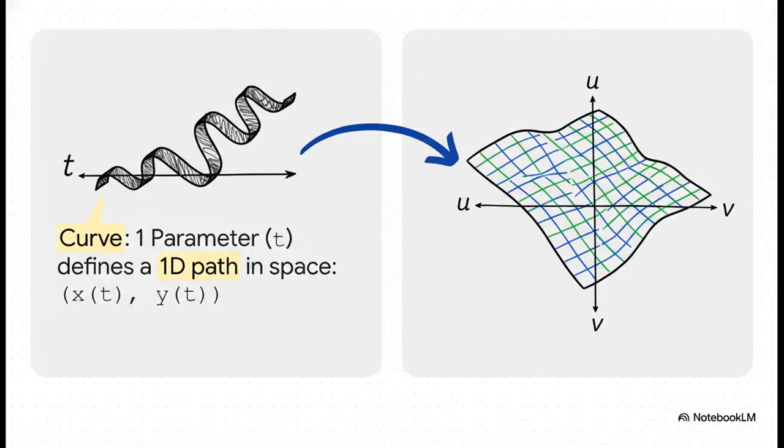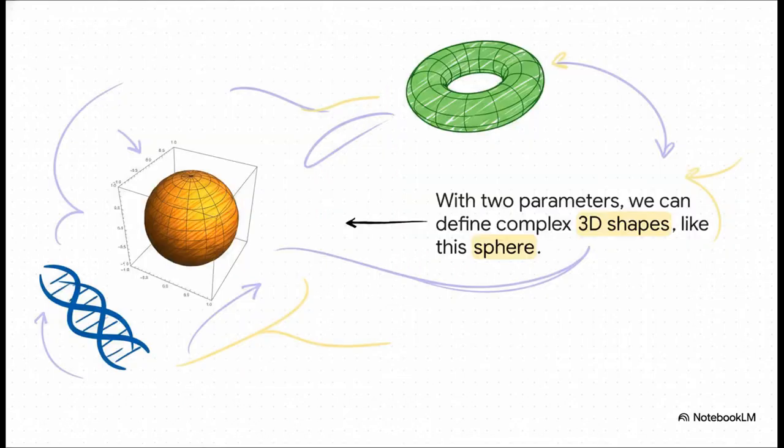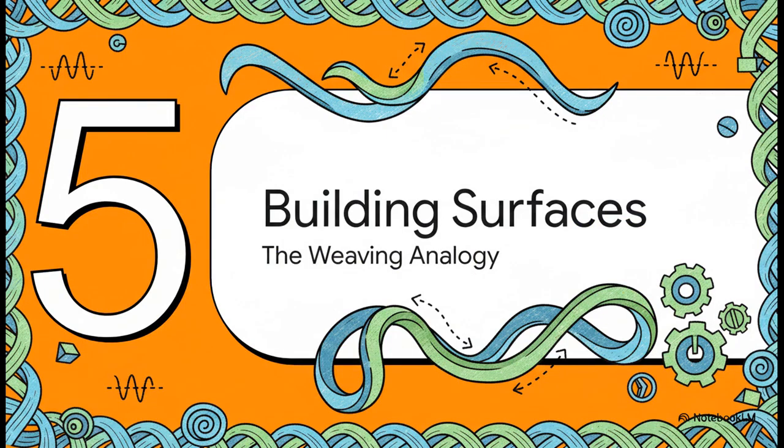Well, here's the massive leap. With one parameter, t, you get a curve. But with two parameters, let's call them u and v, you can define a whole two-dimensional surface that lives in three-dimensional space. Now our x, y, and z coordinates all depend on both u and v. We've just gone from drawing lines to building entire worlds. So what can we make with this new power? Well, we can define all sorts of complex 3D shapes. How about a perfect sphere? The entire surface of this shape can be described perfectly with three simple equations, all controlled by just two little parameters.